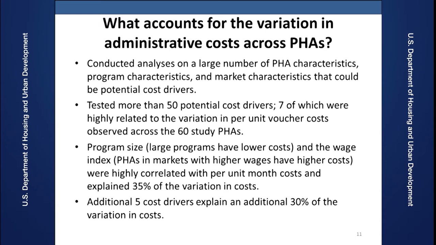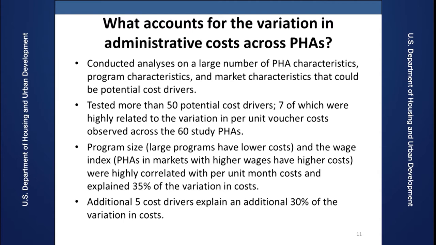We began by running some basic correlation analyses to identify whether any of these factors were indeed related to the variation in per unit costs that we observed across our 60 study sites. And then we tried them one by one in a base model and then in more sophisticated models, with careful consideration to the theory behind each of these. That's how we derived the 7 cost drivers included in the administrative fee formula. And the report, if anyone gets there, has a lot of discussion of that process of winnowing down from the 50 potential to the 7 final cost drivers.